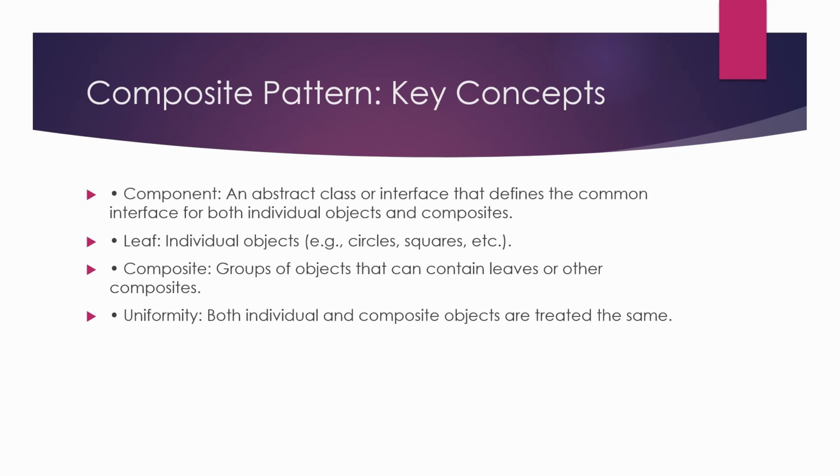The main concepts of the composite pattern are the component class, which defines the common interface, the leaf class, which represents individual objects, and the composite class, which groups objects together. This pattern allows us to manage complex hierarchical structures easily.